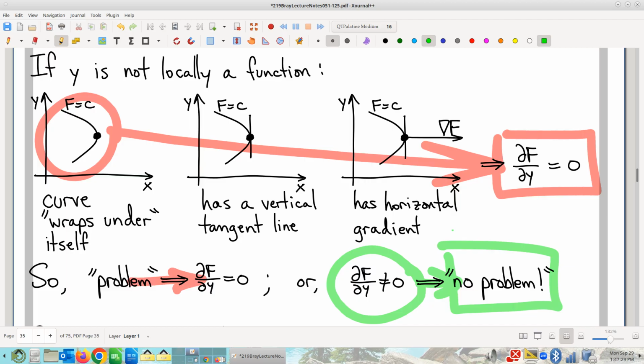And it's really a nice little result. You've got one little thing to compute, a particular partial derivative. Once you've computed it, here's a very simple test. The answer is either 0 or not 0. And if the answer is not 0, you're good. Then go ahead and do all the implicit differentiating you want. It's all fine. It's cool. Go ahead. It's all fine.